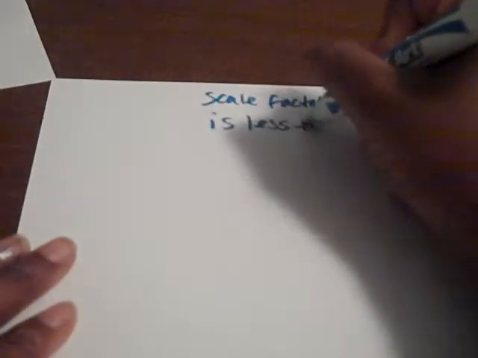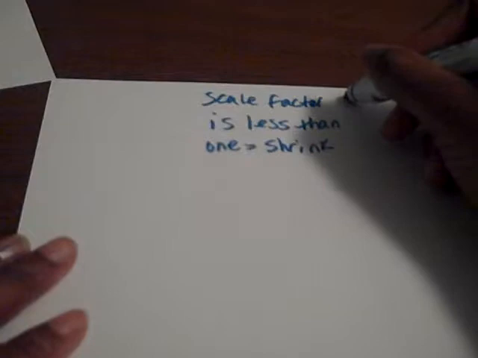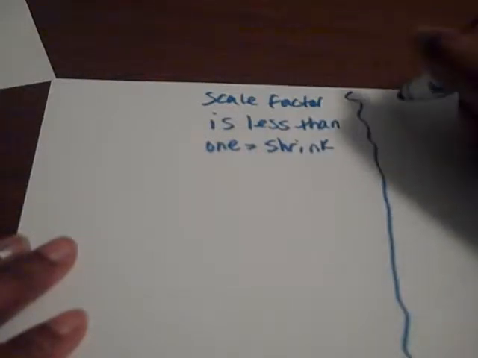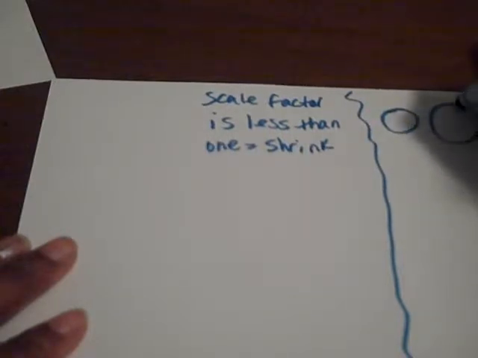Going to my next page, you probably will still have room on your page. But if my scale factor is less than 1, the figure will shrink, will become smaller. And the picture that represents this information, I'm just going to use a circle. And now my circle is a little bit larger.